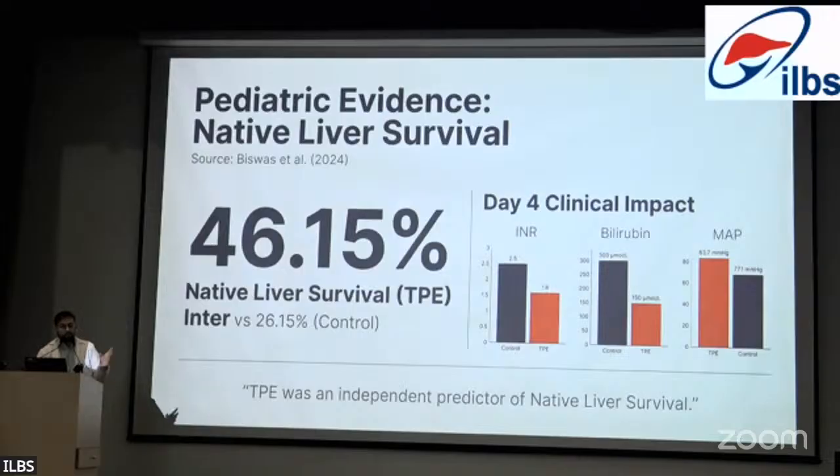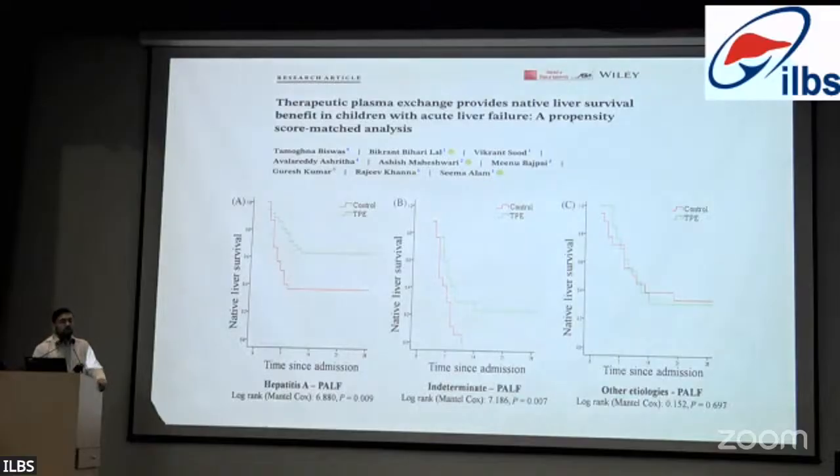When you see the outline of it, there is 46% native liver survival compared to 26% with plasma exchange, with day 4 clinical impact of lowering INR, lowering bilirubin, and maintaining mean arterial pressure. But is it actually true? When you delve into this same paper, we see this survival benefit is mainly limited to hepatitis A patients. In the rest, the indeterminate or other etiologies, the benefit is not shown. So in hepatitis A, therapeutic plasma exchange has been shown to benefit the pediatric population.